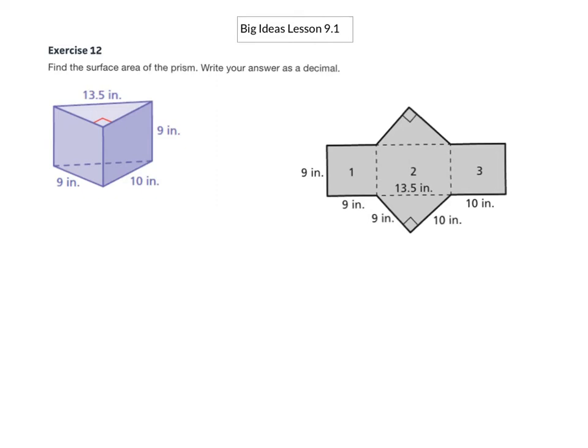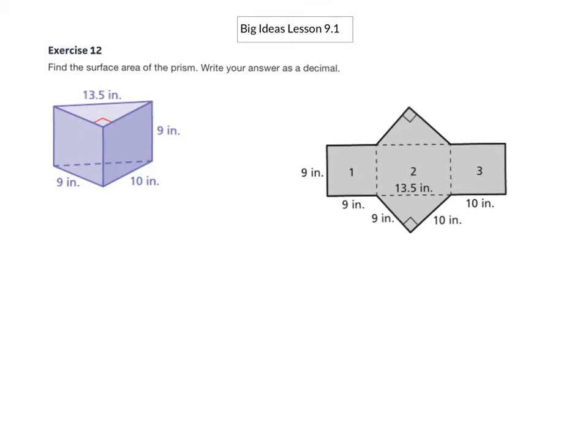Hi, 6th graders. I'm going to go through problem 12 and problem 21 on Big Ideas Lesson 9.1 assignment. These were probably the most tricky problems, and I noticed some people had a difficult time figuring out the area of all the bases and lateral faces.